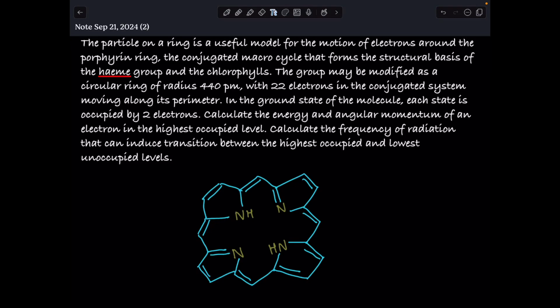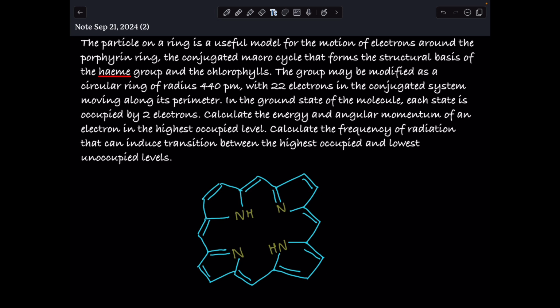The particle on a ring is a useful model for the motion of electrons around the porphyrin ring, the conjugated macrocycle that forms the structural basis of the Haeme group and the chlorophylls. The group may be modified as a circular ring of radius 440 picometers with 22 electrons in the conjugated system moving along its perimeter. In the ground state of the molecule, each state is occupied by 2 electrons.